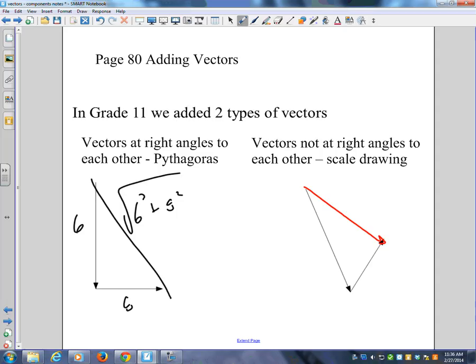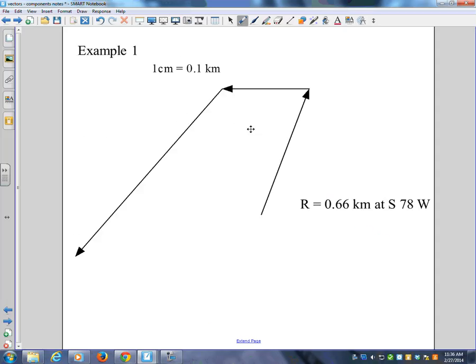Okay? So if I asked you to do this question, and it's on that sheet that I just handed to you, and when the guys show up tomorrow, you can give this to them. If you had this 3-vector one, you would have to do it by scale drawing, right? Now what I showed you yesterday was that there's this idea of the component. So we could take that one there, and that one there, right?